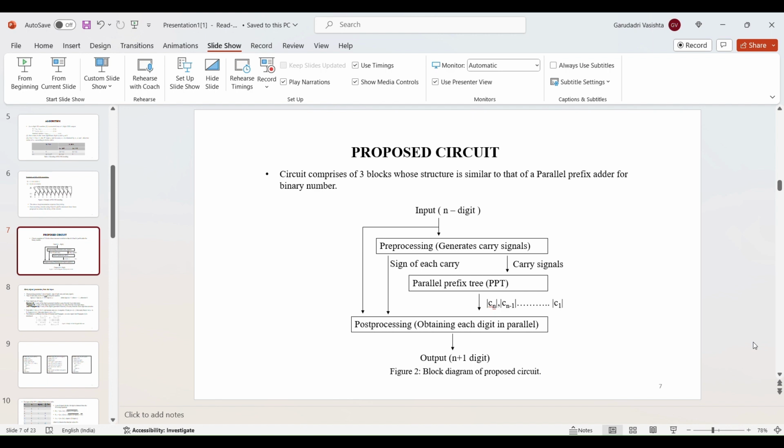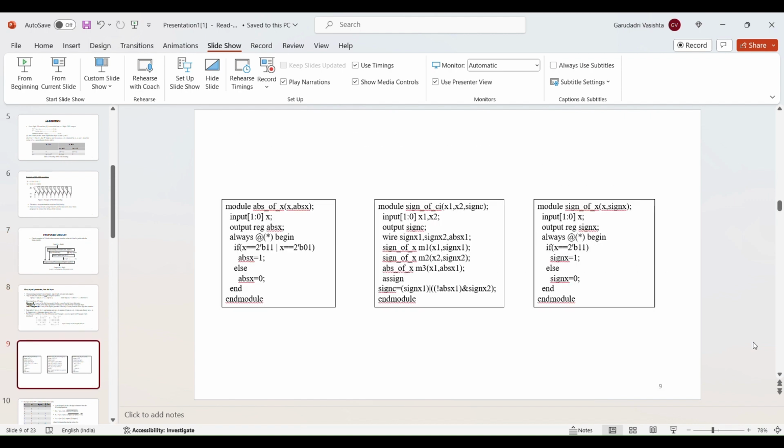We can calculate three carry signals by the equations as shown in the slides.